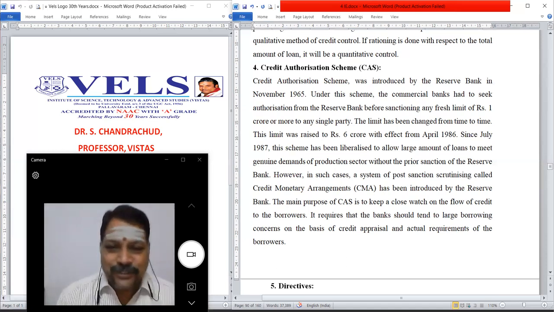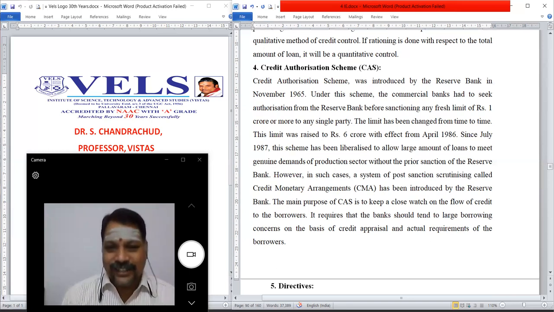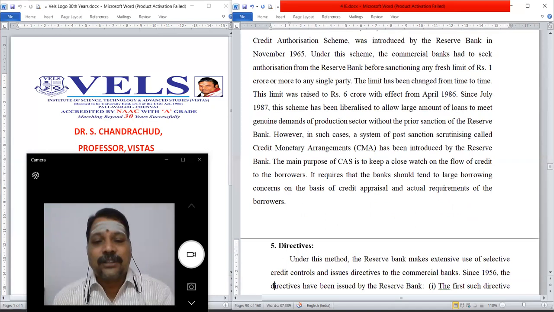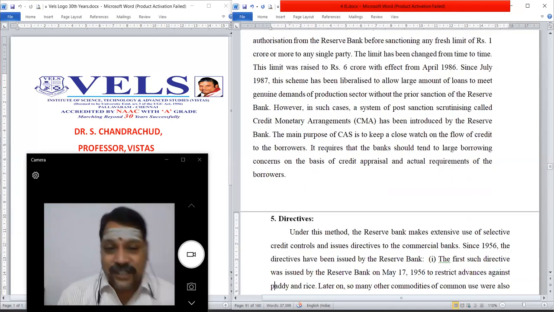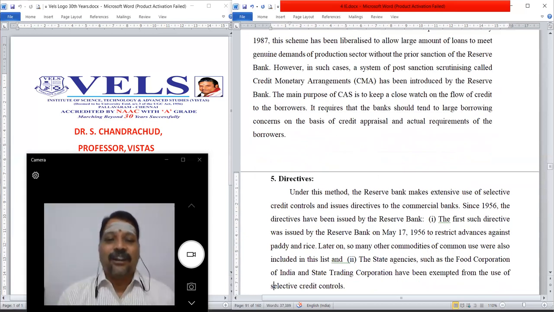Why? The main purpose of CMA is to keep a close watch on the flow of credit to the borrower, because it is a single loan of more than 6 crores. So we should monitor that. That is why the monitoring arrangement is made, and they will have a close watch on this particular transaction. It requires that banks should lend to a large borrowing concern on the basis of credit appraisal and the actual requirement of the borrower. Whether he actually needs that or not, they have to scrutinize and then give.